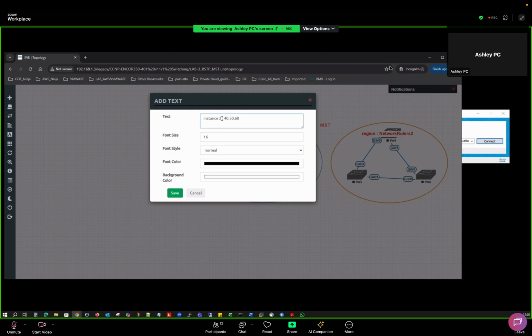Instance 0, by default: the VLAN which is not bundled is going to automatically fall as part of instance 0. That protocol we are going to call IST. IST runs in every switch, right? And they have interoperability between MST and IST. Make sense, guys? Make sense? Understood. Yeah.